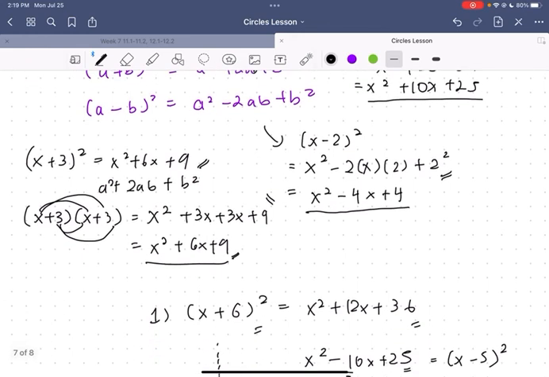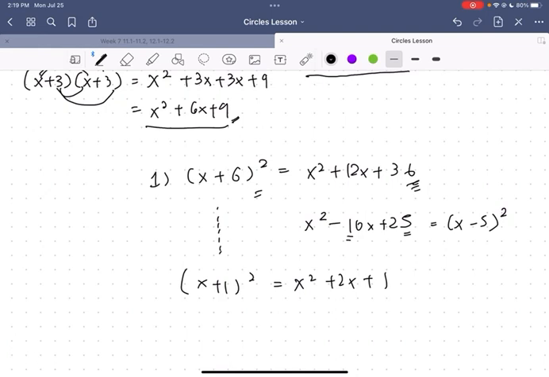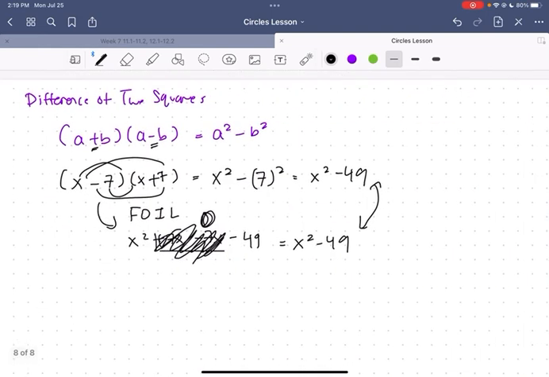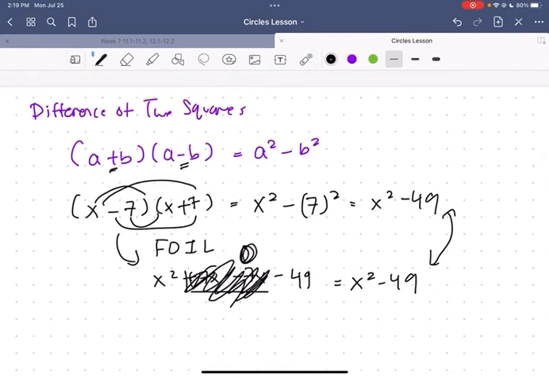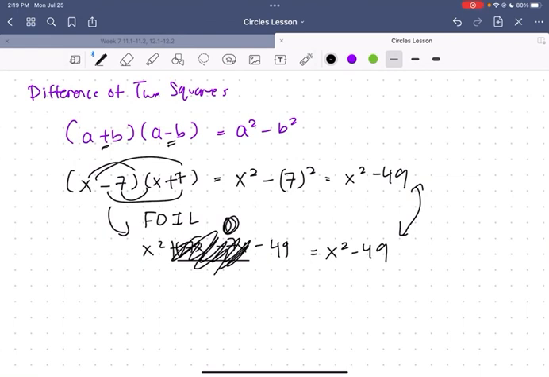Every time you see either way, this way or that way, you should be able to recognize it. And then the third one is difference of two squares. a plus b times a minus b is a squared minus b squared.